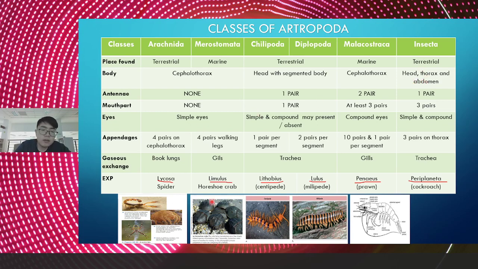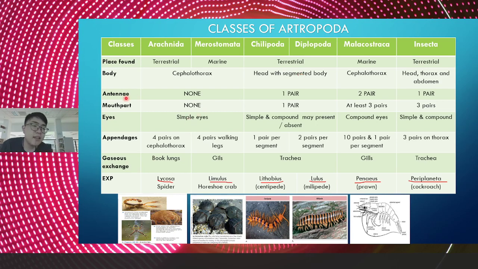Okay, for cephalothorax actually is for class Arachnida, Merostomata, and another one is Malacostraca. Okay, and then for Chilopoda and Diplopoda is got head but with segmental body. They do not have thorax. And for the insecta, they have head and thorax and also abdomen. Ini you have to separate it lah. So for cephalothorax, they do not have abdomen. For Chilopoda and Diplopoda, they have head and with segmental body only. They do not have thorax and abdomen punya.